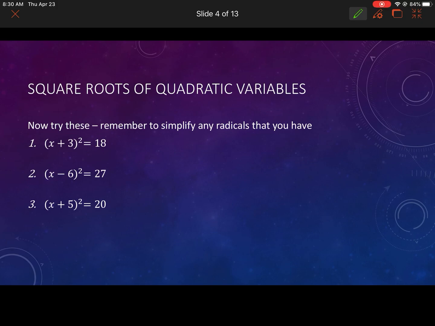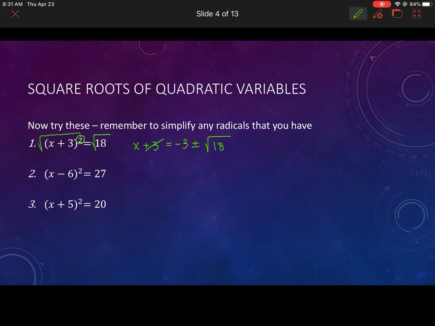Okay, so if you take the square root of both sides, that's going to undo this square. I'm going to be left with x plus 3 equals, and don't forget the plus or minus to account for the positive and negative version of that. Then we're going to subtract 3 from both sides.